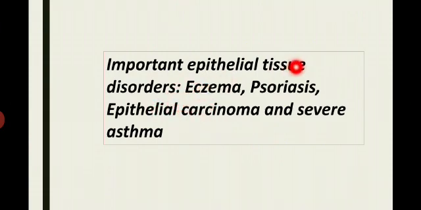Important epithelial tissue disorders commonly form in so many diseases. Right, if there is a disorder in the lining layer of epithelial tissue, what diseases will you get? Eczema and psoriasis, epithelial carcinoma, severe asthma. Severe asthma, epithelial carcinoma, eczema and psoriasis. These are the common important epithelial tissue disorders seen in all kinds of organisms. Thank you.